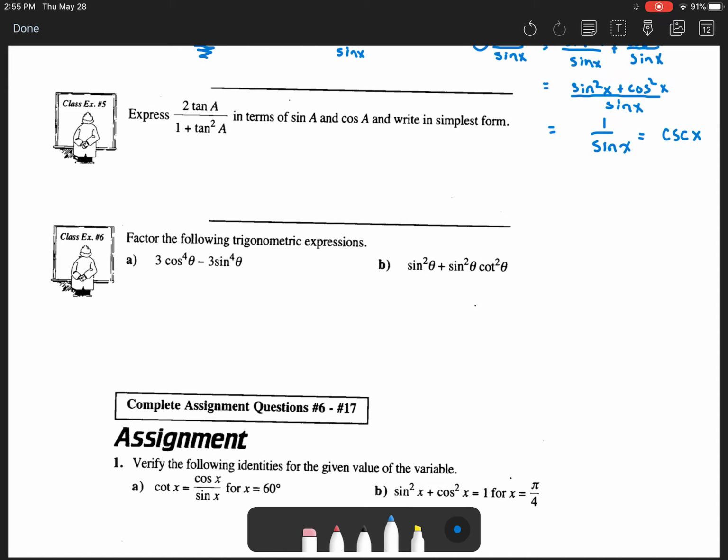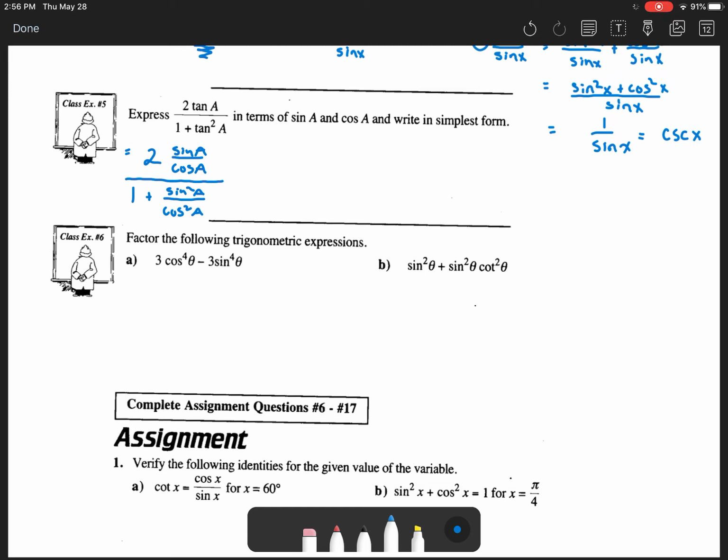Class example 5. Express 2 tan of a over 1 plus tan squared of a in terms of sine of a and cos of a and write it in simplest form. So again, this is really what I was talking about in B of the last example. I want to replace the tangents with sine over cos. So in the numerator, I'm going to have the following. 2, and instead of tan of a, I'm going to write sine a over cos of a, because remember, tan is sine over cos. That's the numerator. The denominator is going to be 1 plus tan squared of a, well that's going to be sine squared of a all over cos squared of a.